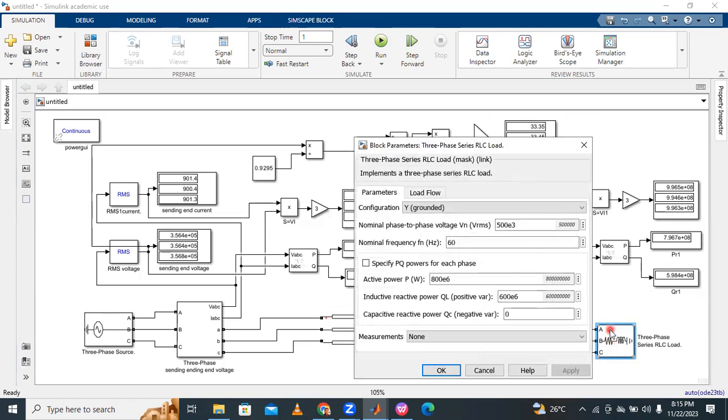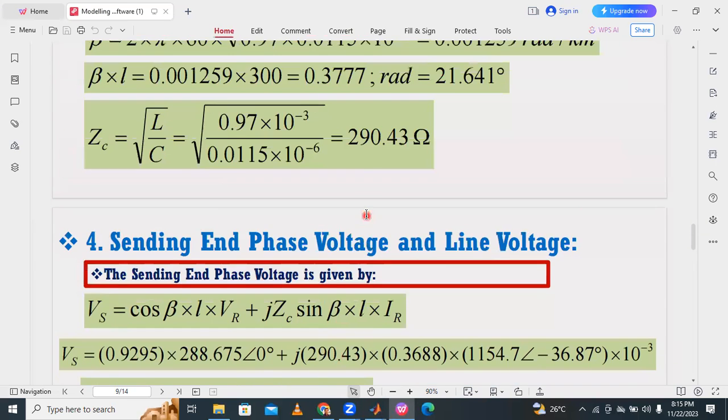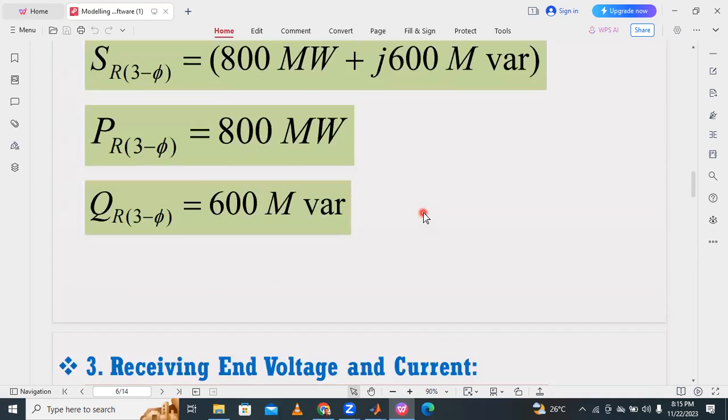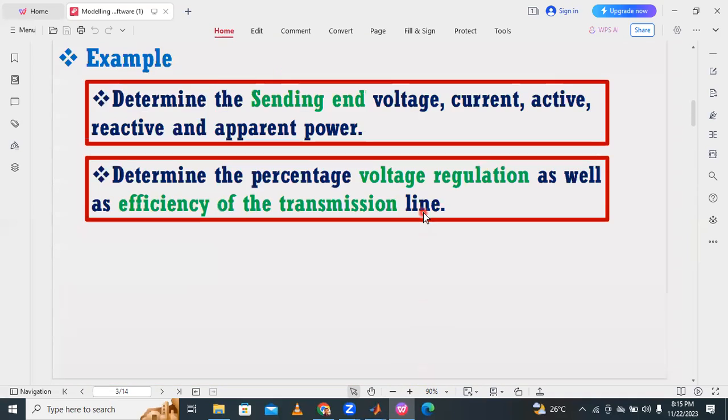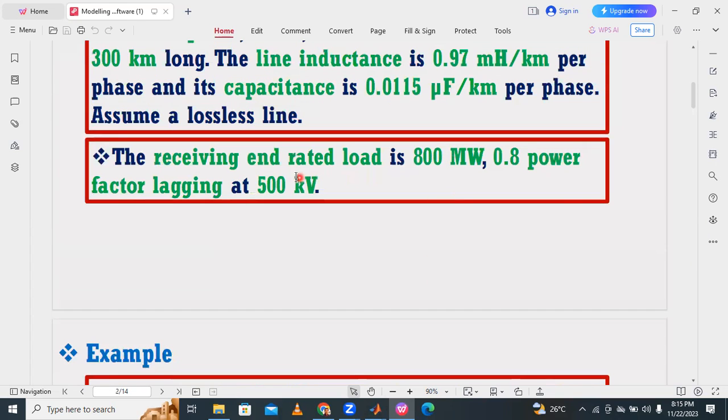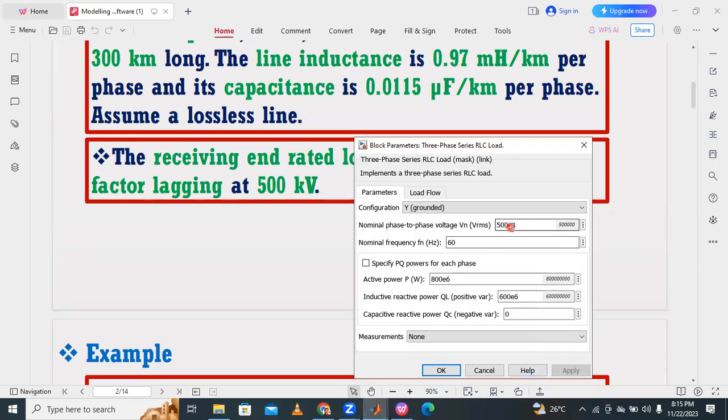Open the three-phase RLC load. In this problem, the nominal phase-to-phase voltage is given as 500 kilovolts. The load voltage is 500 kV. The three-phase series RLC load has a voltage of 500 kV. So the phase-to-phase voltage is 500 kV, and the nominal operating frequency is 60 Hz.